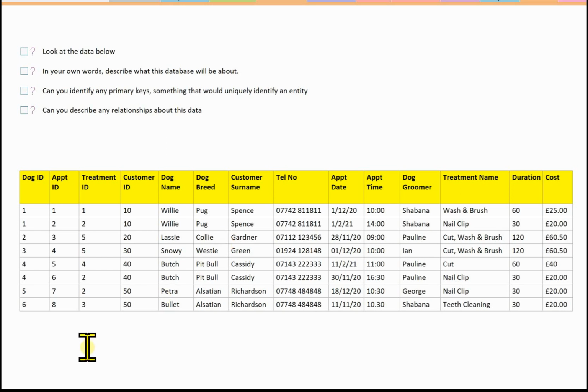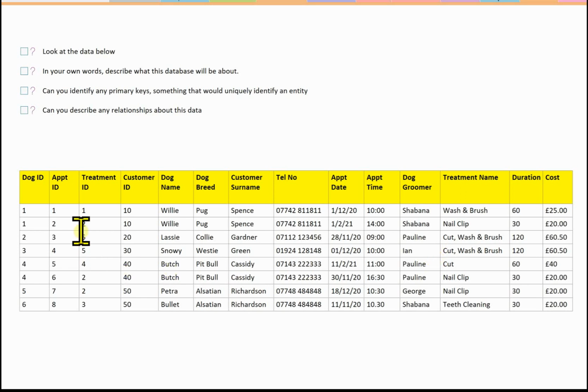Then we've got an appointment ID, and it's 1, 2, 3, 4, 5, 6, 7, 8. And if we look at this appointment ID and come along, the appointment has got a date. So appointment 1, 1st of December 2020, appointment 2, 1st of February 21, appointment 3, 28/11. So each appointment ID identifies a different appointment date, and then for each appointment we've got a time, and we've also got a dog groomer allocated.